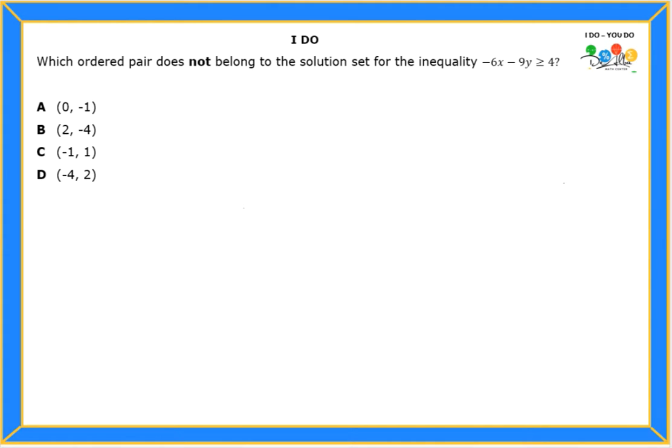Hello students, let's read the problem. It says, which ordered pair does not belong to the solution set for the inequality negative 6x minus 9y greater than or equal to 4? So let's see, what is it that I'm supposed to be looking for? Well, I see something here that says not. It's very important that we identify those keywords, right? So right here it says which ordered pair does not belong to the solution. Okay, and I have an inequality given to me and I got answer choices here.